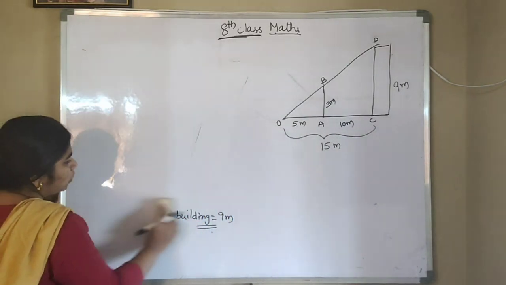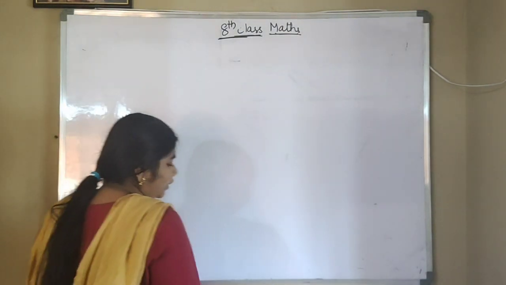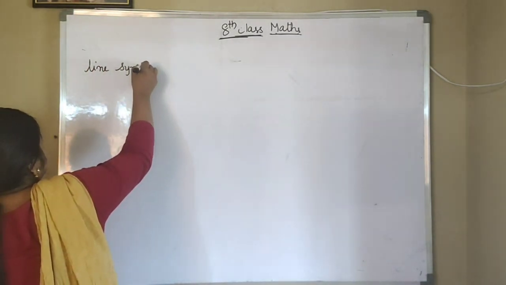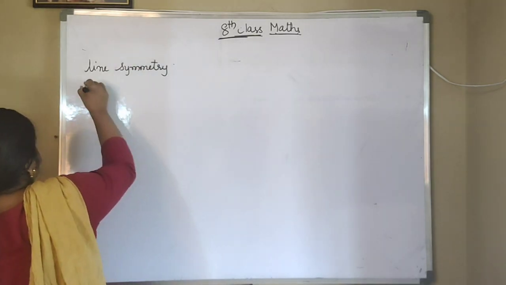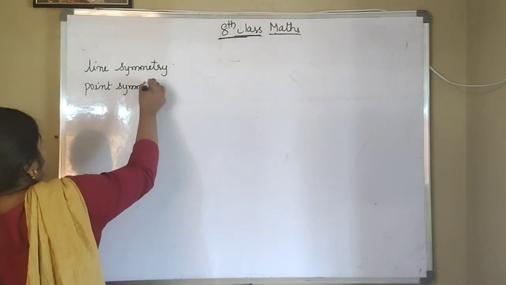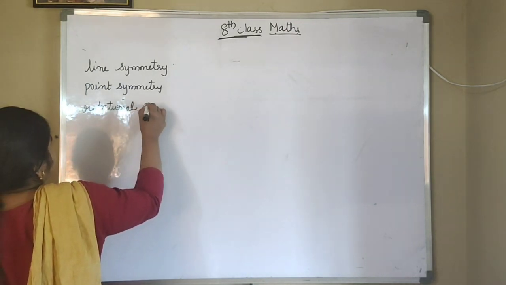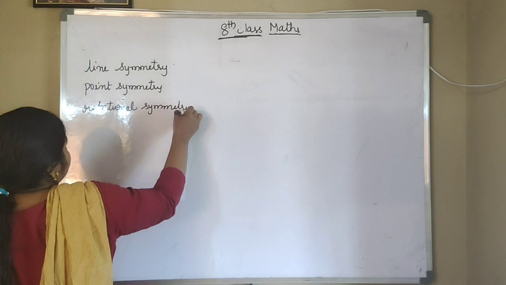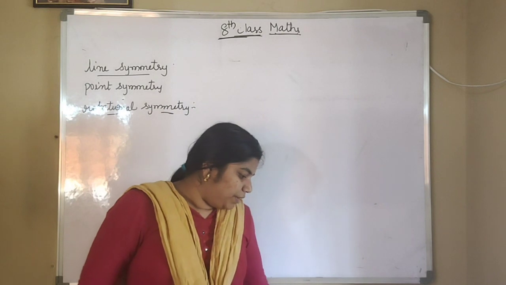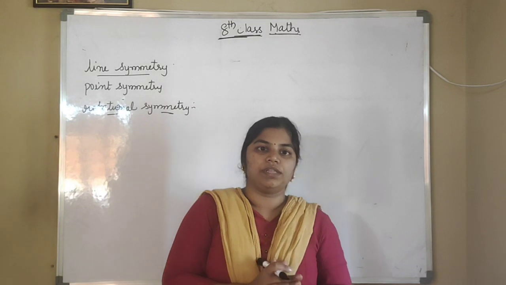Next is about symmetry. So already you know about symmetry. In that, how many different types of symmetries are there? You have line symmetry, next is point symmetry and rotational symmetry. So already you know about line symmetry. What do you mean by line symmetry? Any symmetrical figure which can be divided into half, we will call it line symmetry.